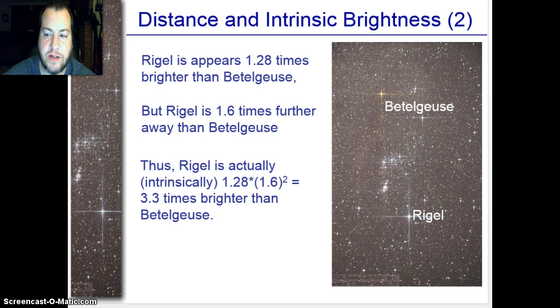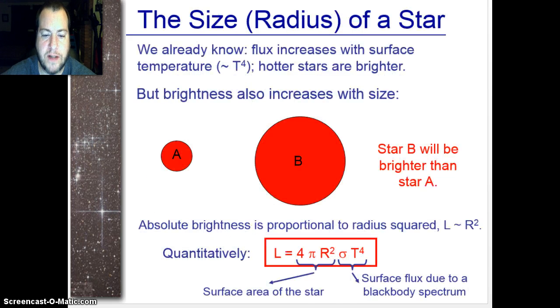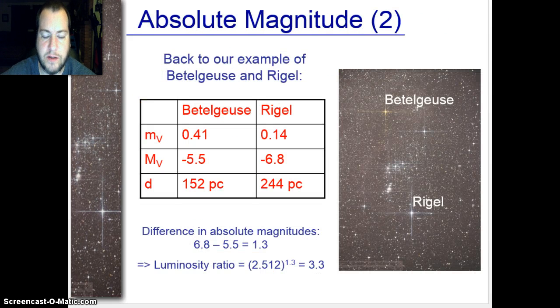To characterize a star's intrinsic brightness, let's look at the definition of absolute magnitude over here. This is what we use to determine absolute magnitude, the symbol capital M sub V. Absolute magnitude is the magnitude that a star would have if it were at a distance of 10 parsecs away, or about 32.6 light years away from us. I think I was previously saying 10 light years to you guys as a class, but it's actually 10 parsecs. Alright, let's go back to this one.